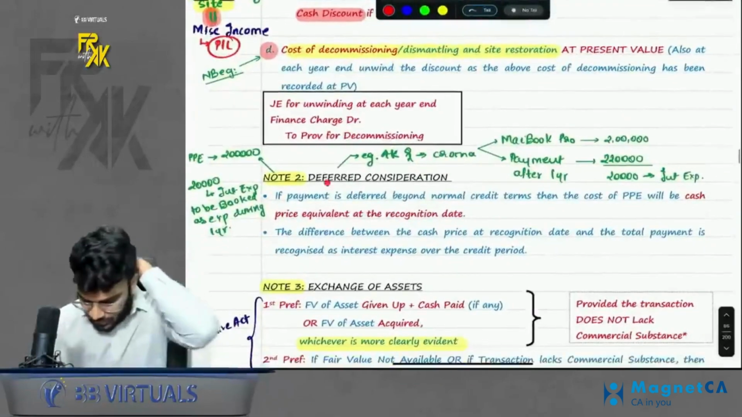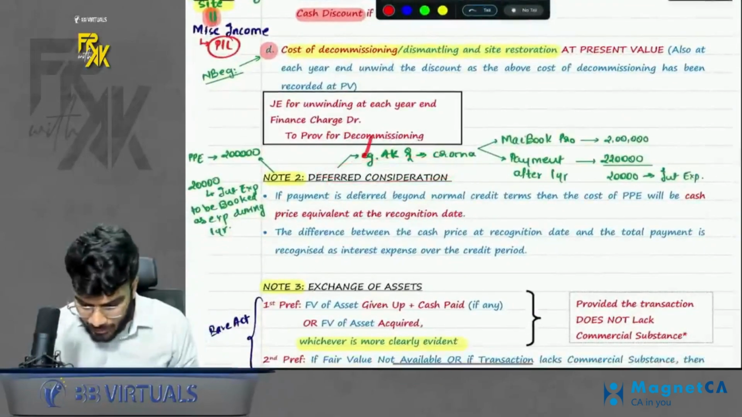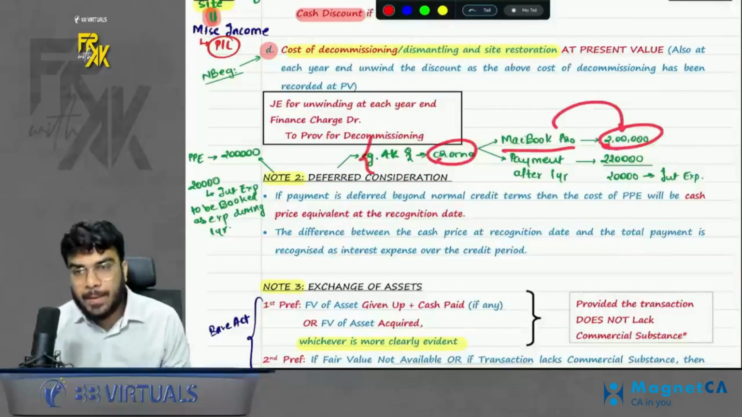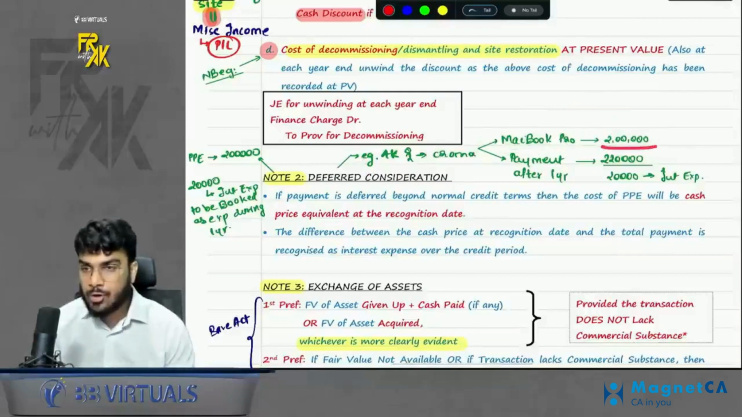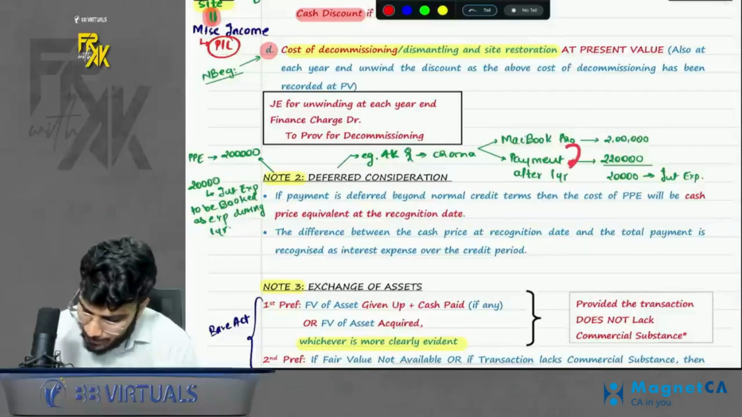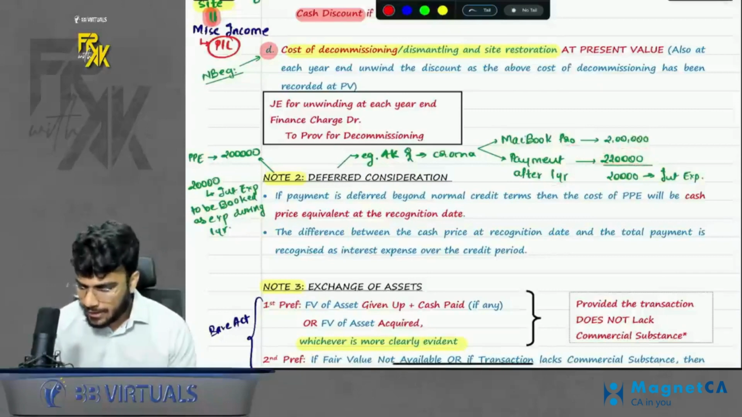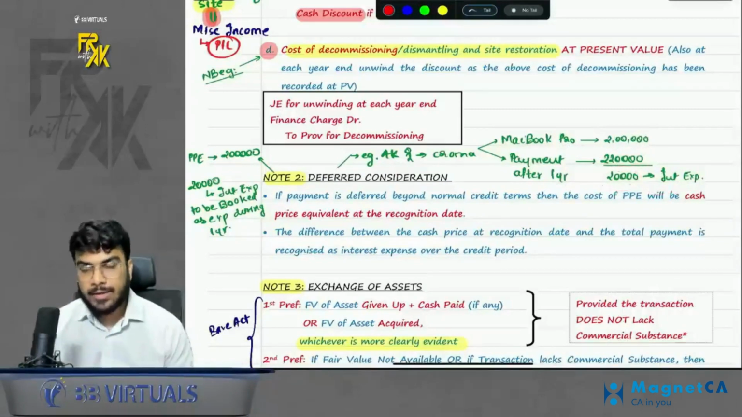Next point is deferred consideration. Do you remember we taking an example in the class? Let's say I went to Croma to buy a MacBook. If I'm paying 2 lakhs to buy a MacBook, then it is my cost. But if I say that I will make the payment after 1 year, that means they will charge me some extra interest. Such interest will not be capitalized, right? It is not a borrowing cost.